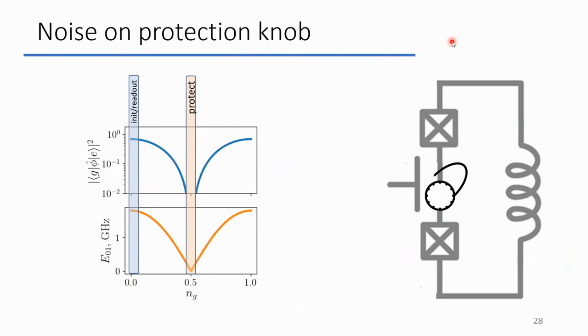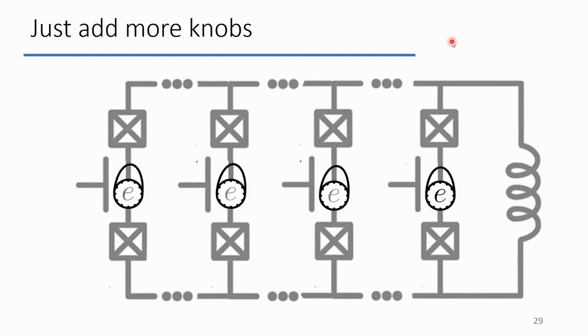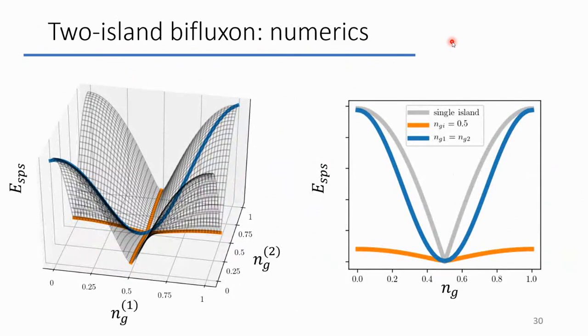Okay, but what can we do with that? We can just add more locks on our door and hope that they won't all be opened simultaneously, meaning that the noise is not correlated across the islands. So the idea is to add more islands, and we did simulations of the device with 2 islands, where we have 2 offset charges, NG1 and NG2. This is the spectrum, or amplitude of single phase slips, as a function of two offset charges. As you can see, as long as at least one charge is exactly 1E, the single phase slip amplitude is significantly suppressed regardless of the value of the second NG.